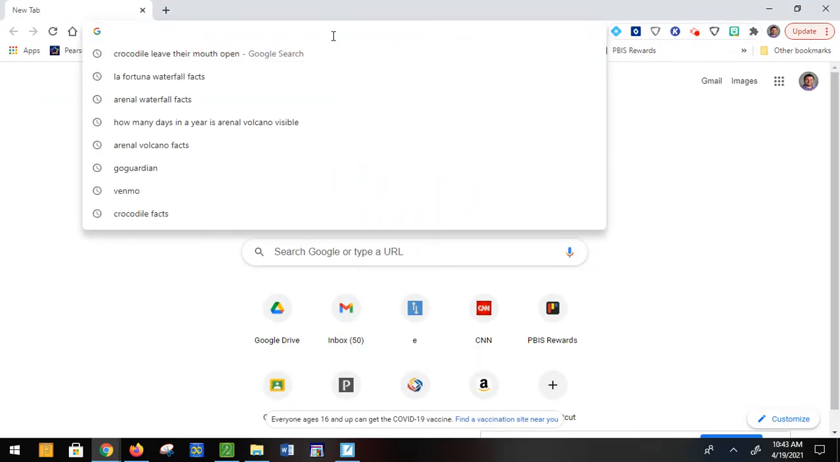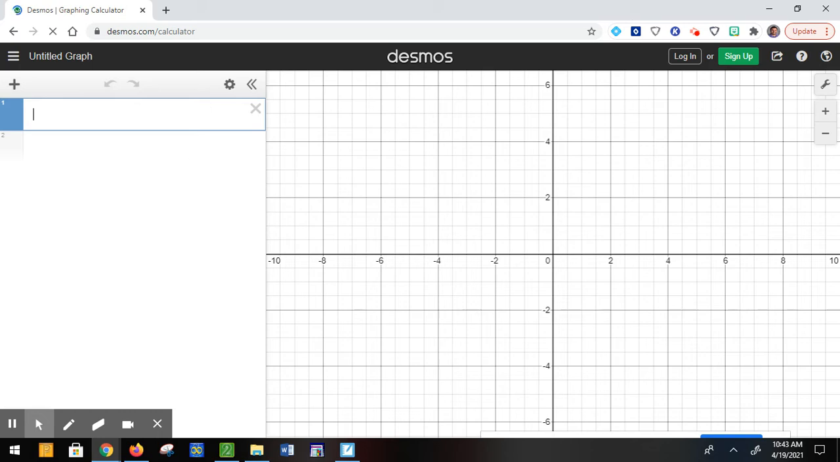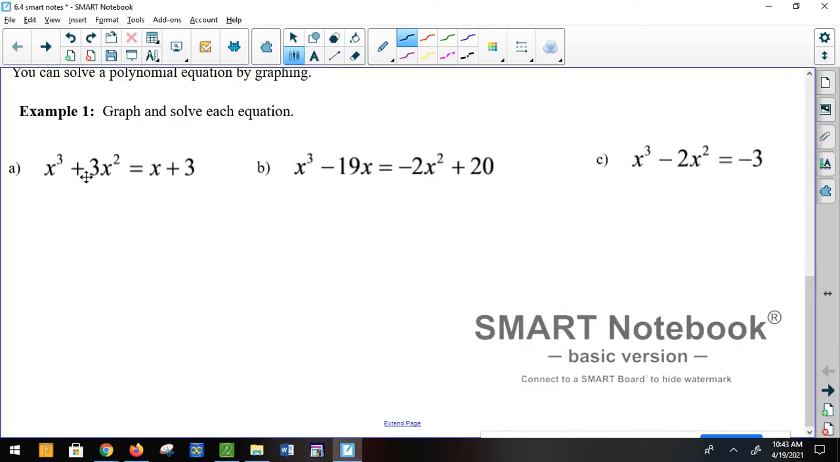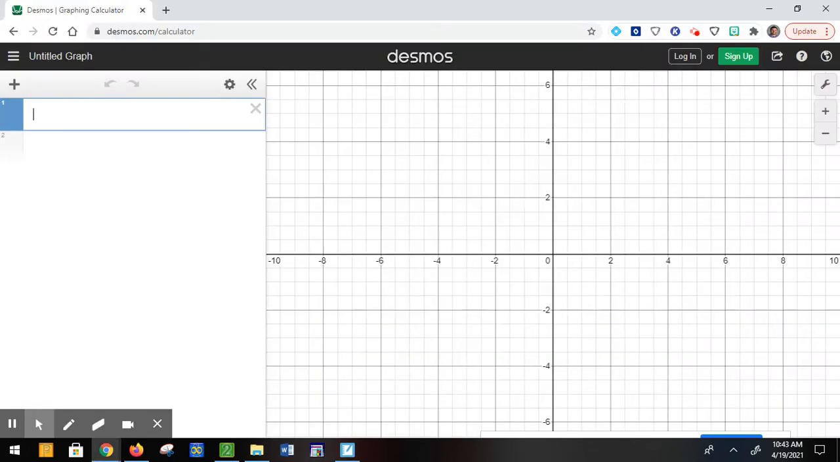On Desmos. So I would suggest going to Desmos. Just desmos.com/calculator gets you that graphing calculator. If you're going to use your TI, that's fine. You can follow along that way. All right. So x cubed plus 3x squared. Again, we're going to graph each half of the equation as a separate graph, if that makes sense.